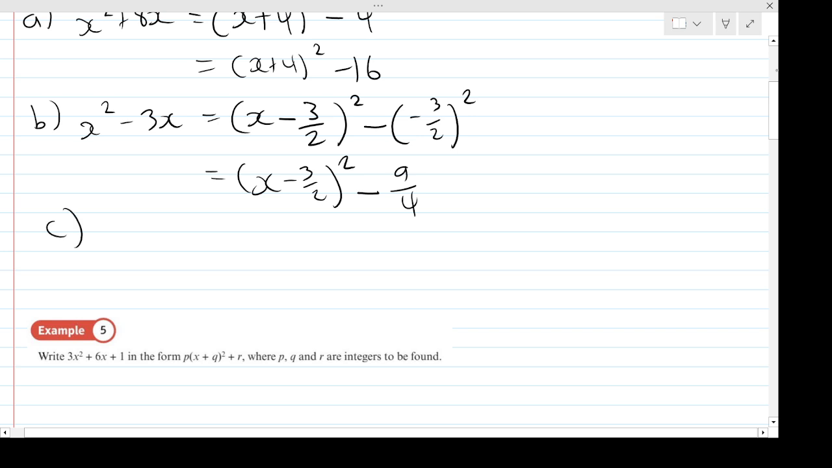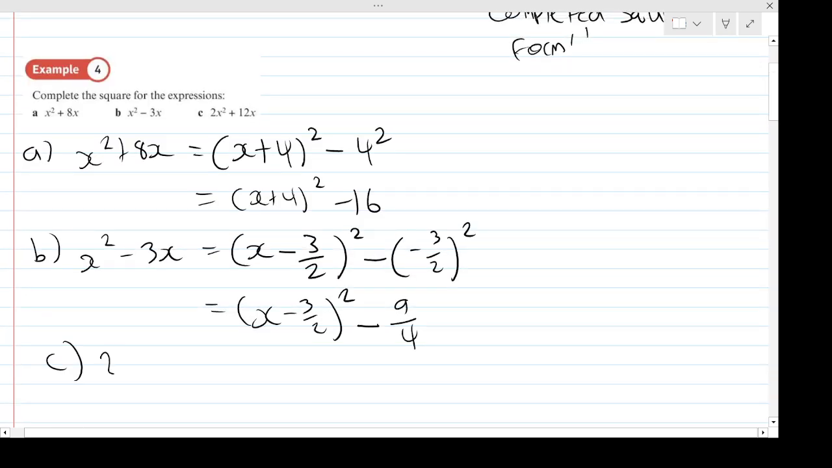Okay, part C. Let me scroll up. Now we have 2x squared plus 12x. It's a little bit more of a step up because this time we have a number in front of the x squared, so it doesn't work in the same way. So what can we do instead to get it back into the form in A and B, where we've just got x squared plus some lots of x? We only have one x squared, but we have two here. How can we do that?